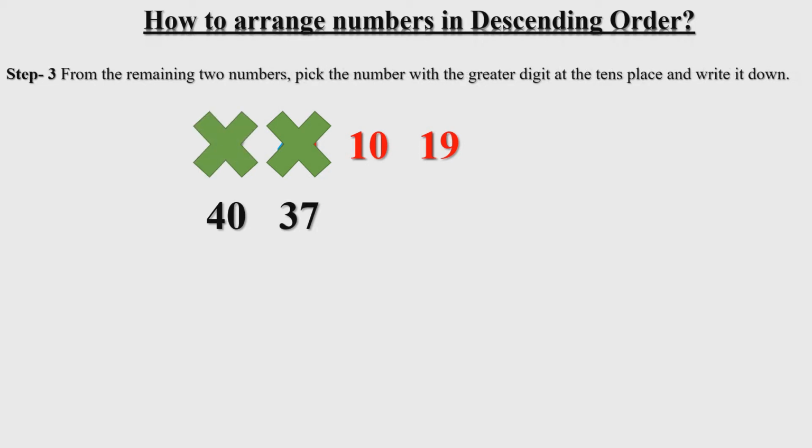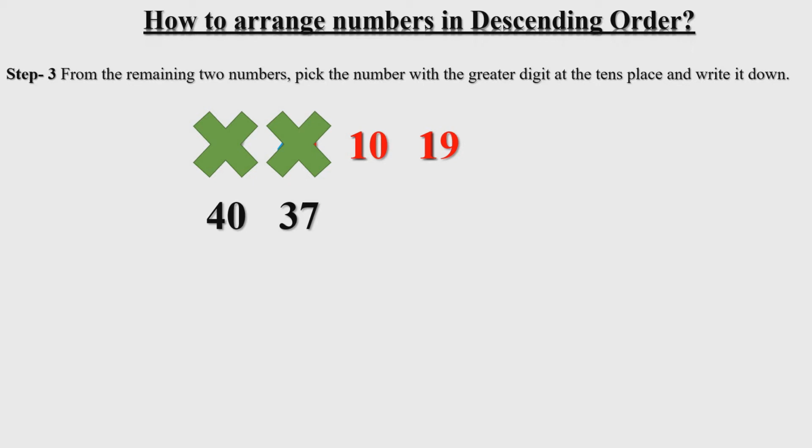Step 3. From the remaining 2 numbers, pick the number with the greater digit at the tens place and write it down. So, which number is greater in these 2 digit numbers? 10 and 19. Let's compare their tens place digit. 1 of 10 and 1 of 19. अरे ये क्या, दोनों ही नंबर्स के टेंस प्लेस के डिजिट सेम है 1. इट मीन्स दोनों इक्वली है. नो, इसमें से कोई एक तो ग्रेटर है. अब वो कैसे पता चलेगा?